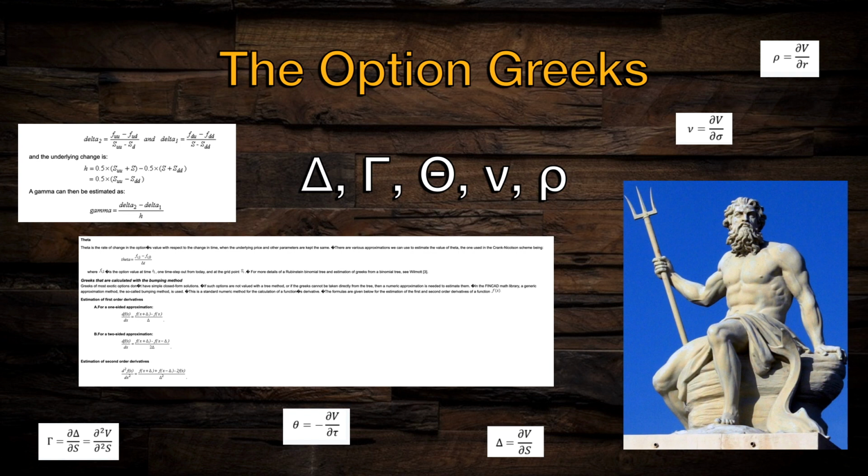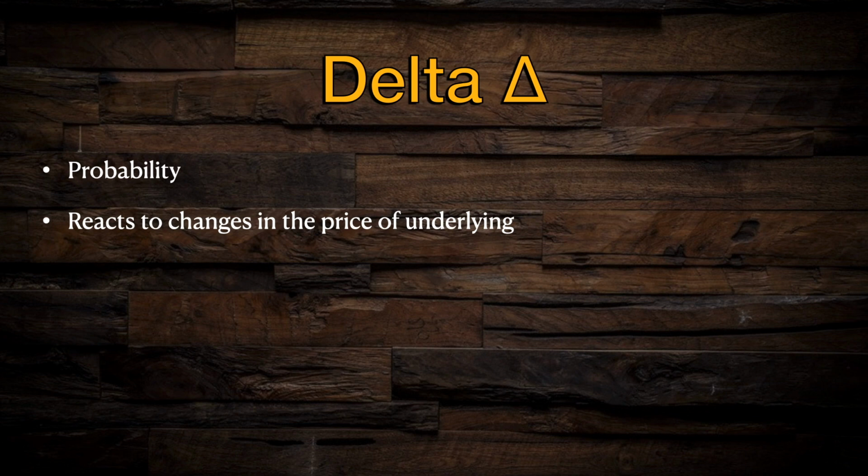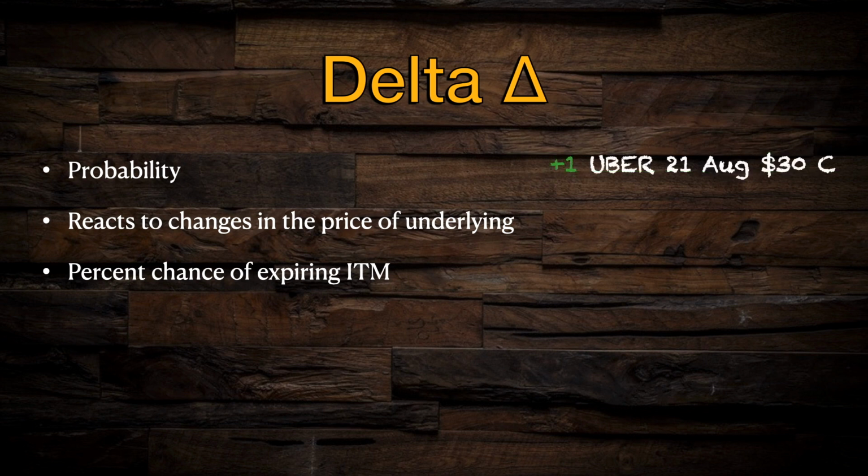inform our strategies. The first and most useful of the Greeks is delta, which actually has two separate uses. Delta deals with probability and reacts to changes in the share price of the underlying stock. One use of delta is to represent the statistical possibility that an option will expire in the money. So if you're looking at an option with a delta of 0.65, that means that this option contract has a 65% chance of expiring in the money.